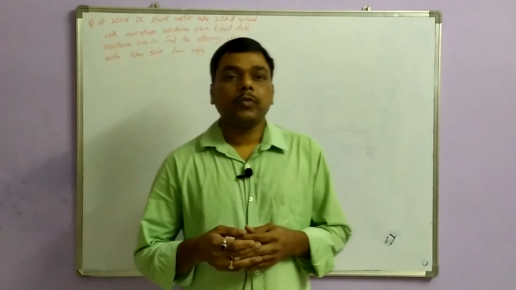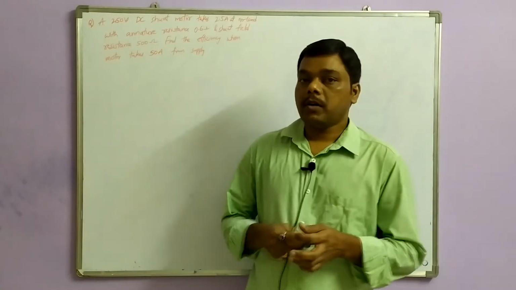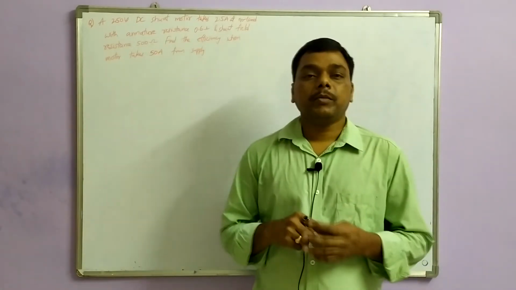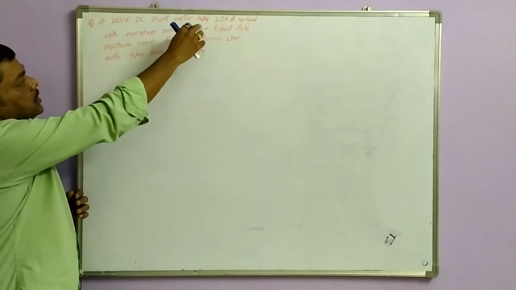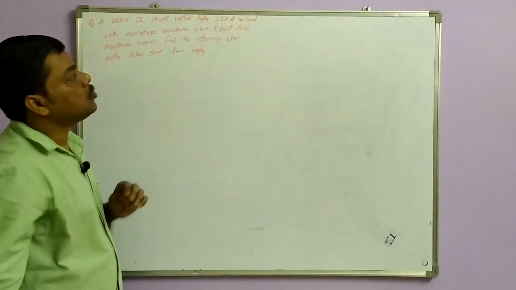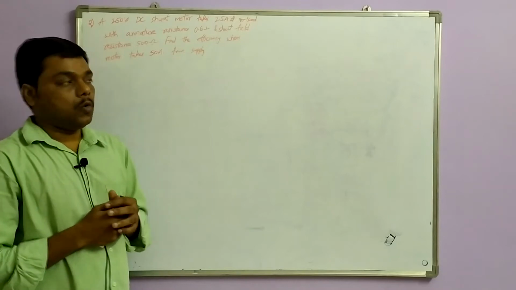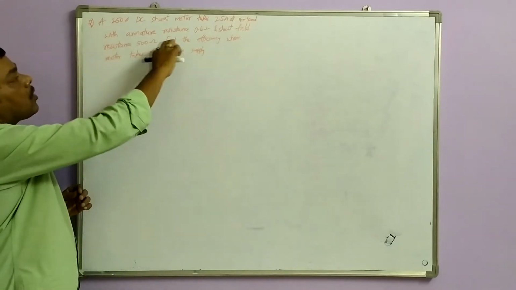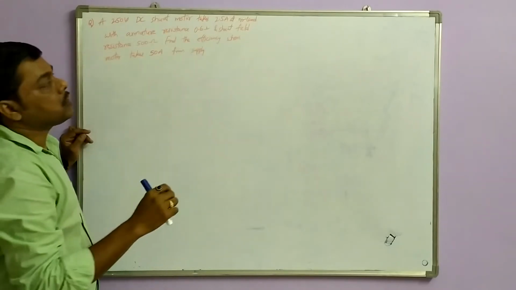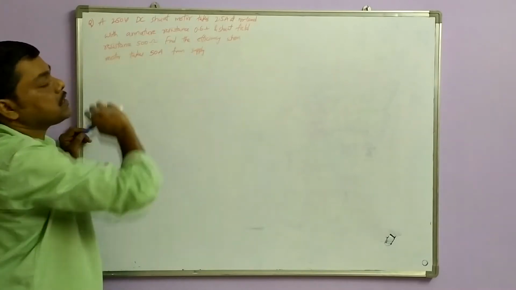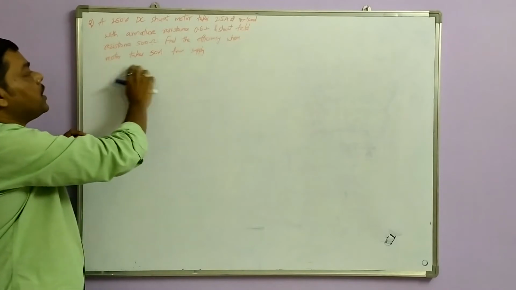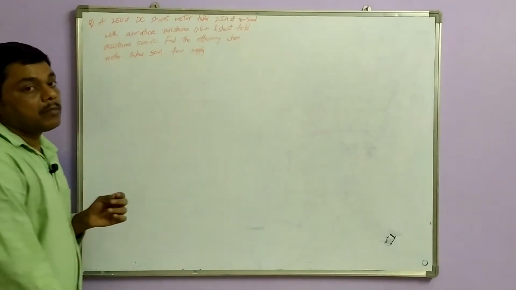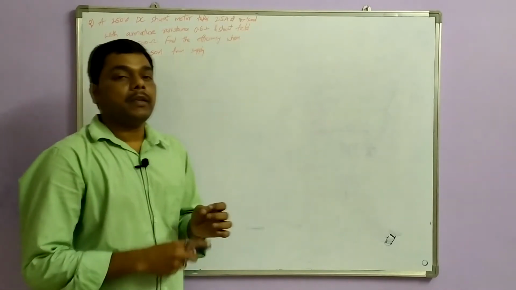Today in this lecture we are going to solve a problem on the efficiency of a DC motor. The question is: a 250 volts DC shunt motor takes 2.5 amperes at no load, with armature resistance 0.6 ohms and shunt field resistance 500 ohms. Find the efficiency when the motor takes 50 amperes from the supply.